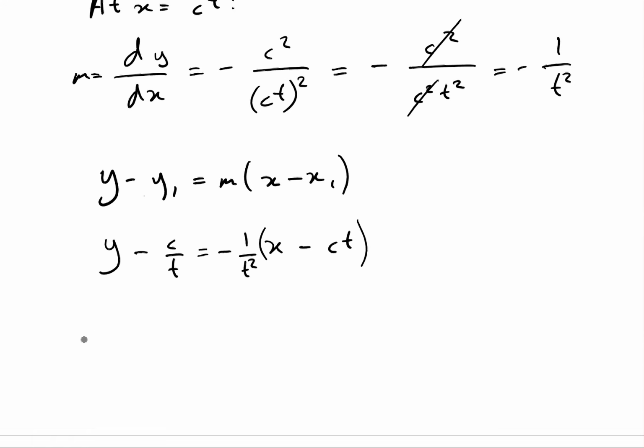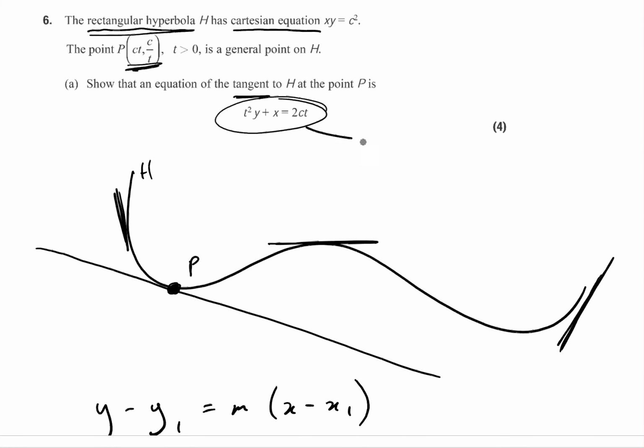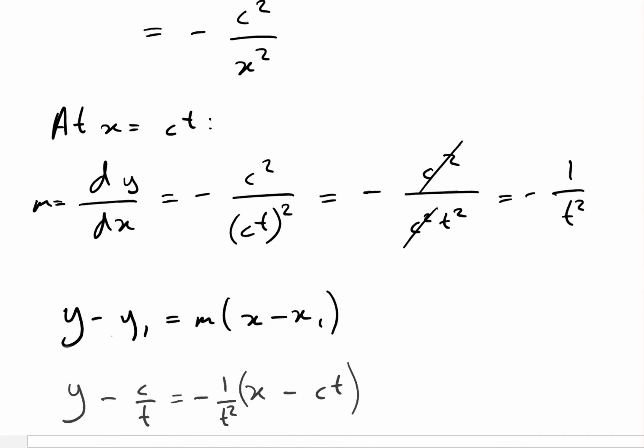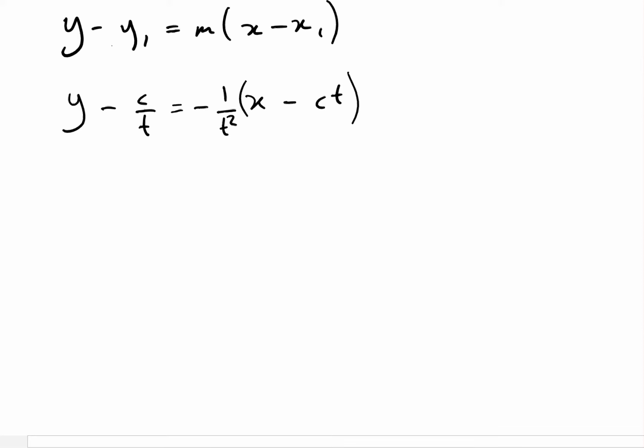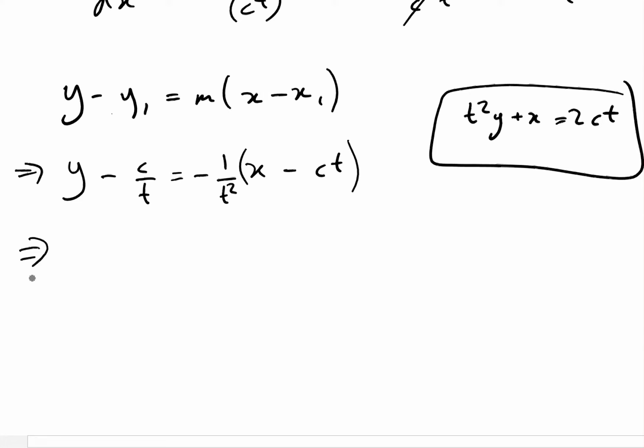Okay. Now, what are we after? Well, we're after the form which we've been given in the question. So we're after this form here, which I've circled: t squared y plus x equals 2ct. So I'm just going to write that down to see how we can manipulate this to get it into t squared y plus x equals 2ct. So that's the thing which we want. Let's see what we can do here.